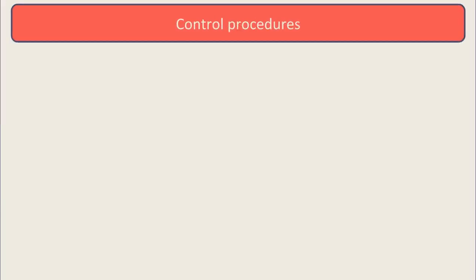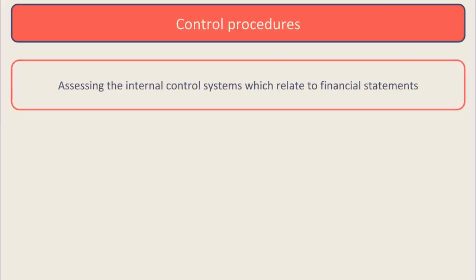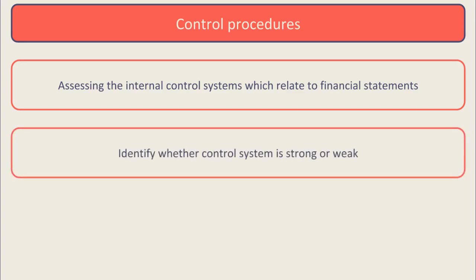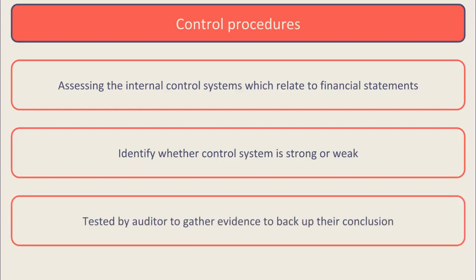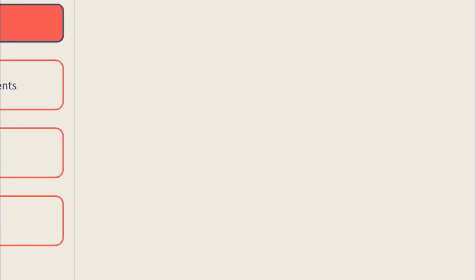Controls procedures are carried out when an auditor is assessing the internal control systems which relate to the financial statements. The auditor has a responsibility to identify whether the control system is strong or weak. The system should then be tested by the auditor to gather evidence to back up their conclusion.